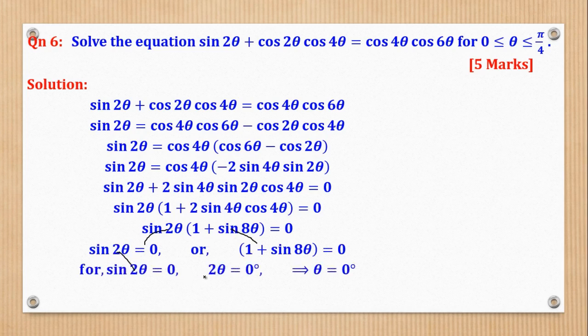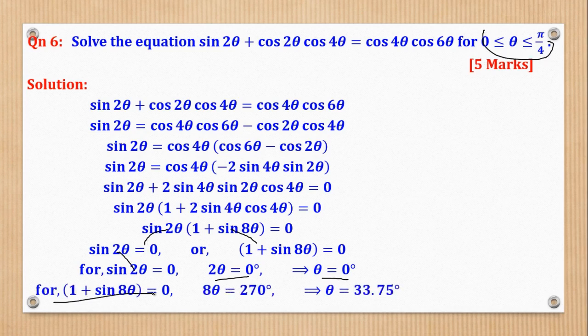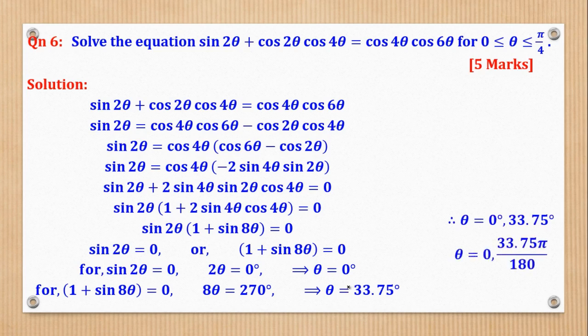For this equal to 0, 2 theta is 0 degrees, therefore theta is 0. But remember the angle is in radians. Okay, for this equal to 0, 8 theta is 270 and theta is that when I divide by 8. But remember the angle is in radians, so I'll come and change from degrees to radians by multiplying by pi over 180 to give you that as the answer.